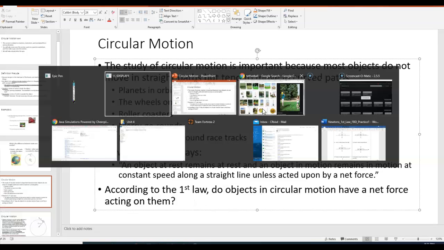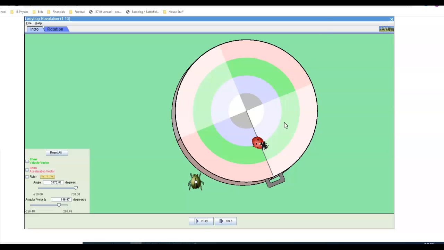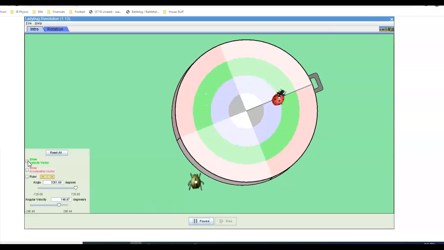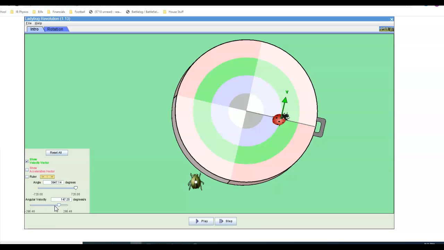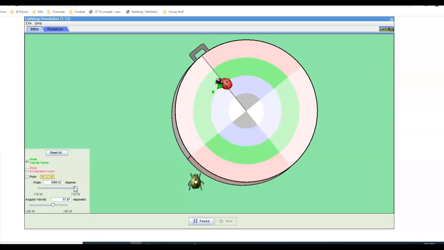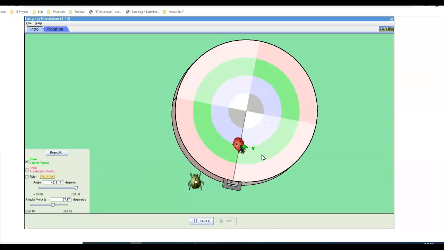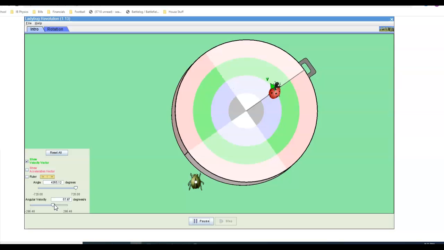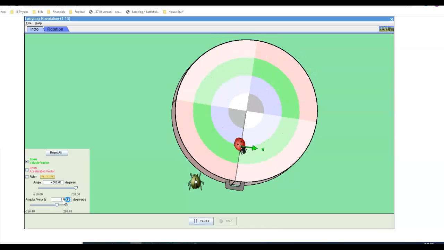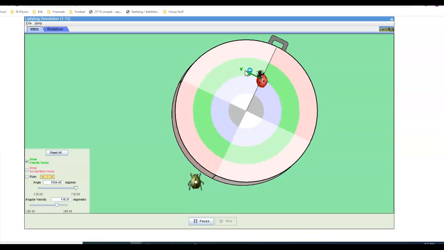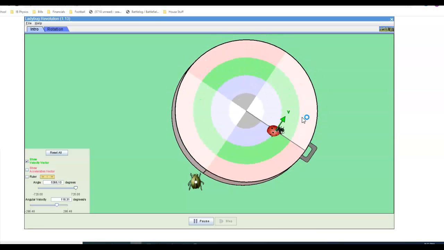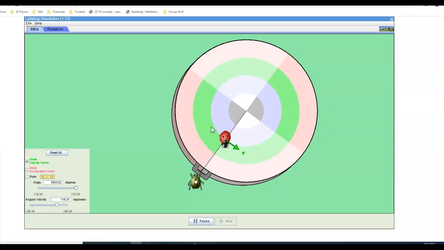You could also say that the reason they have a net force on them is because of the velocity. This is a ladybug spinning around, a little animation I found. The green arrow represents the velocity of the ladybug. If I were to ask you, is this velocity constant or is it changing?